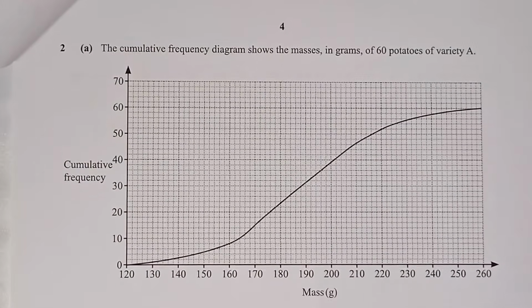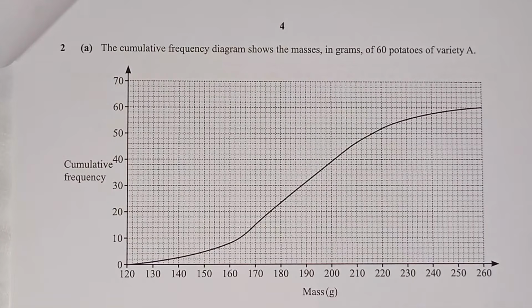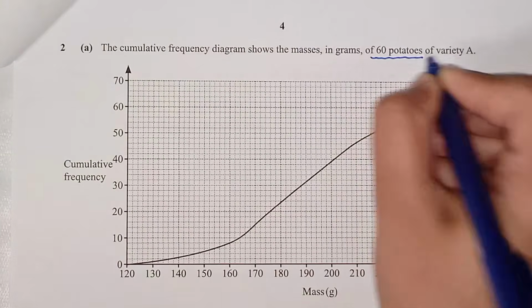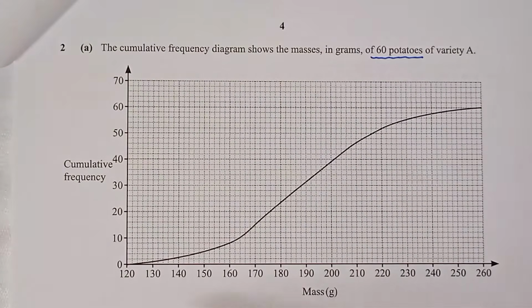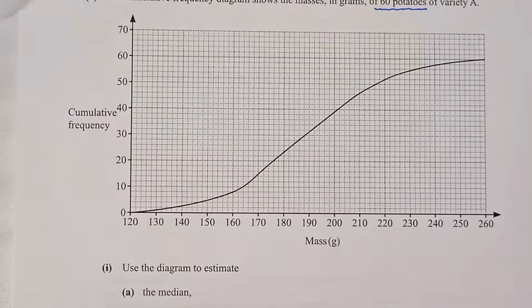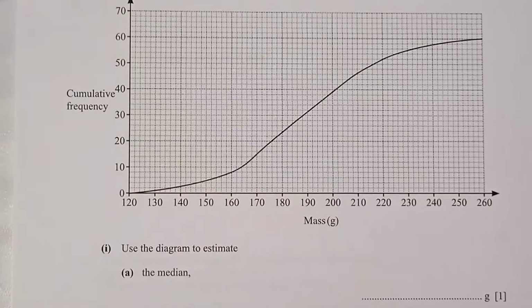Question number 2 in part A. The cumulative frequency diagram shows the masses in grams of 60 potatoes of variety A. So the number of potatoes is 60, right? So we have been given the masses in grams and the cumulative frequency and the curve as well. For the first part, use the diagram to estimate the median.